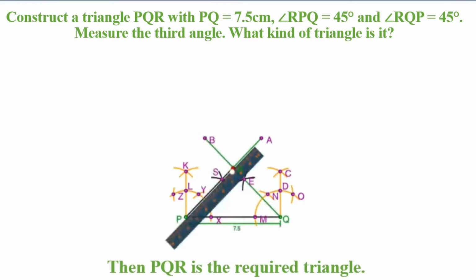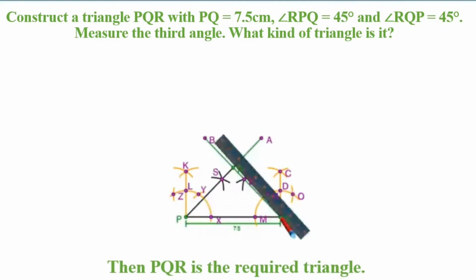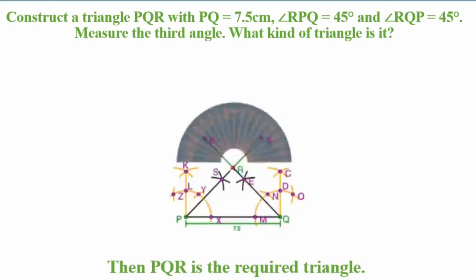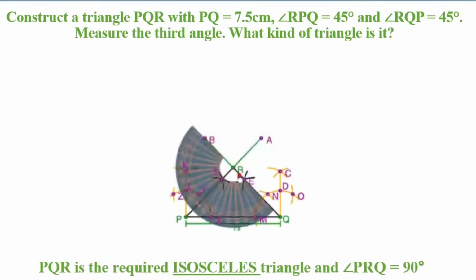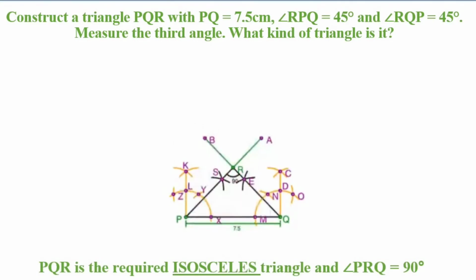I darken it because there are so many arcs and lines visible. The required triangle is PQR. Let us measure the third angle, as it was asked. So third angle, angle R is equal to 90 degrees. I can see that. So what kind of triangle is it?